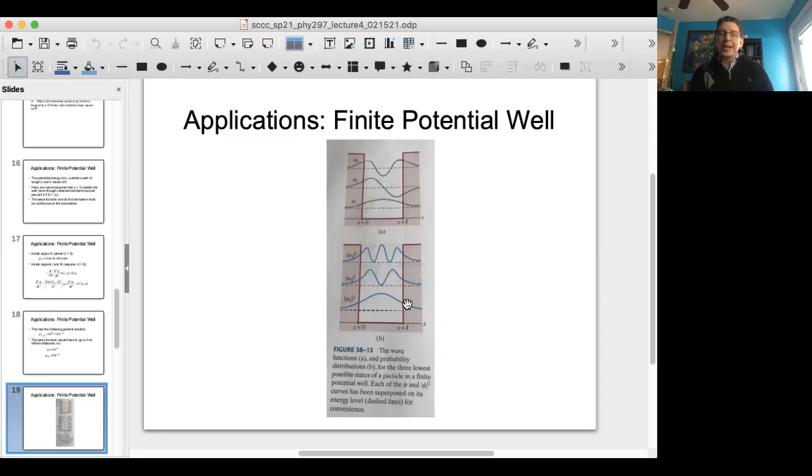And it can cross, it can penetrate the boundary of the well, but only to a certain distance, right? Because, again, the probability decays exponentially.